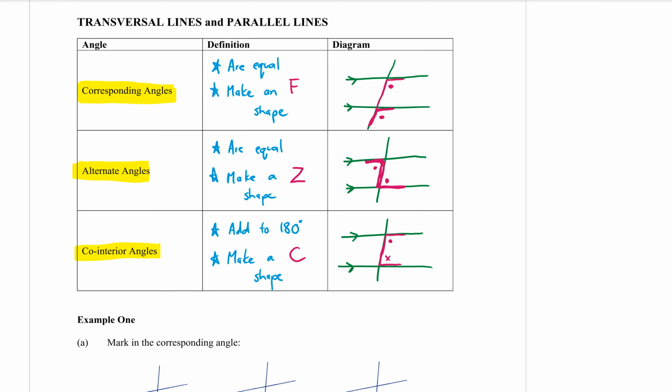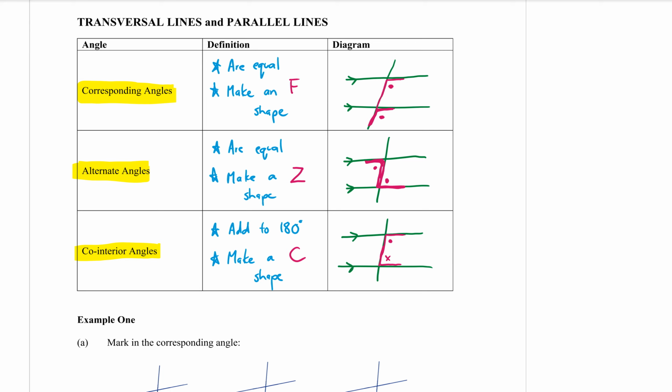Now I have drawn an F, a Z, and a C on each of those parallel lines there, but they don't always have to be orientated that way. The F shape can be back to front, it can be upside down and back to front. We can rotate that F shape around and they are still called corresponding angles. Same with the alternate angles and the co-interior angles. We can reflect those shapes, okay?